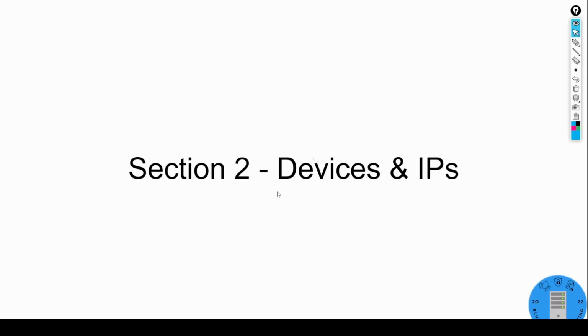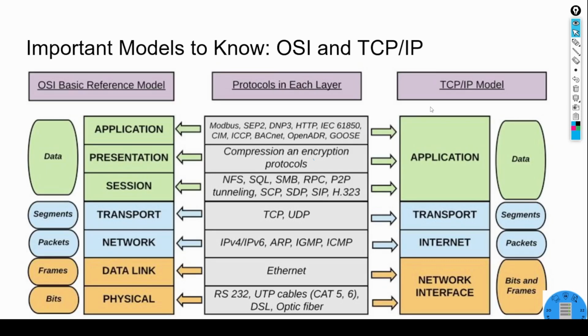Moving into section 2, we're going to have devices and IPs. This is one of the most important slides that you will need to memorize. We're going to talk about the model of the OSI. It stands for Open Systems Interconnect Model, and the TCP/IP model.